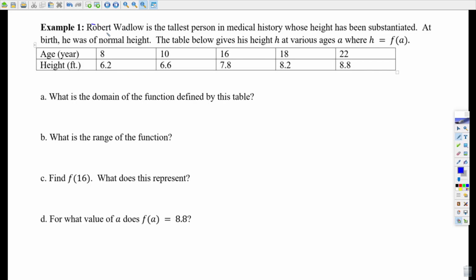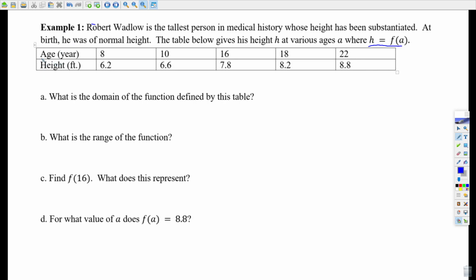It's in the first example here. Robert Wadlow is the tallest person in medical history whose height has been substantiated. At birth, he was of normal height. And the table below gives his height at various ages a, where h equals f of a. So we're going to talk about this in a little bit. His height is being represented as f of a.